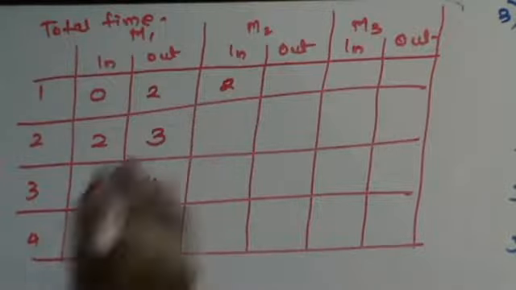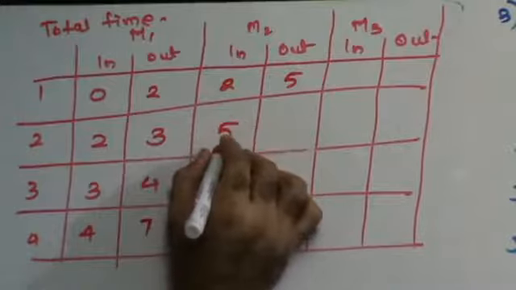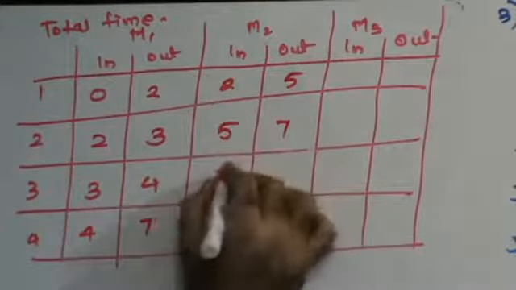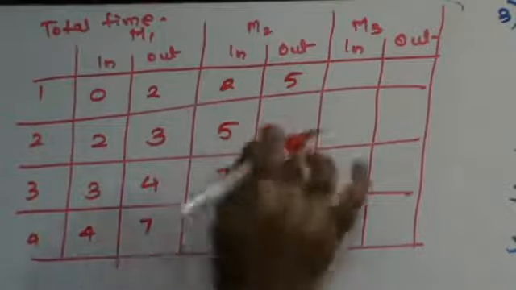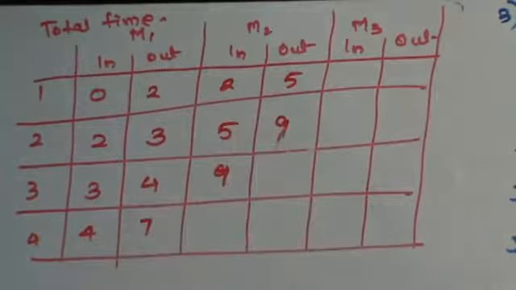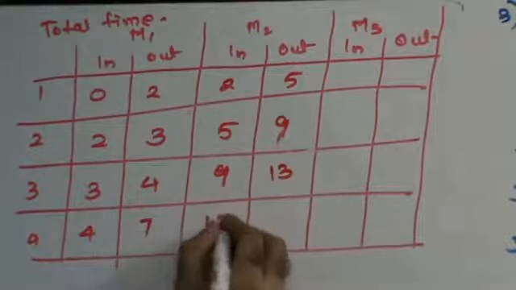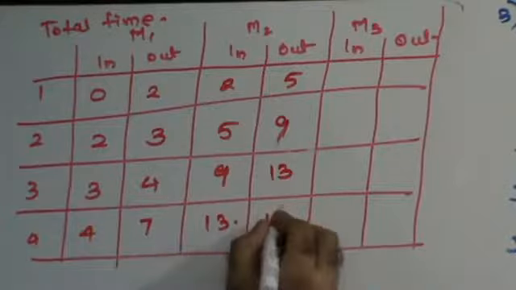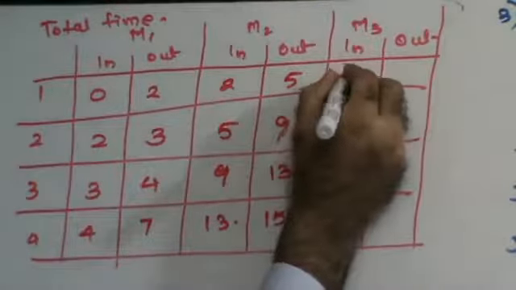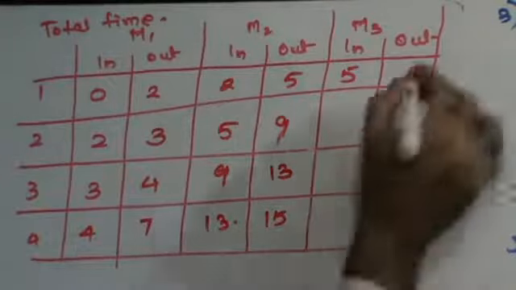Machine 2 takes 3 hours. Machine 2 takes 4 hours. So 9. Machine 3 takes another 4 hours, so this is 13. And machine 4 takes 2 hours, that's 15. This is 5 here as it is. Machine 3 takes 3 hours.